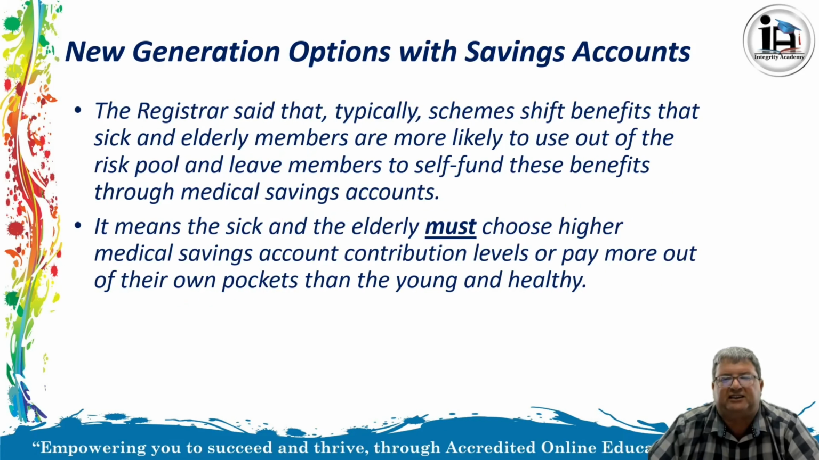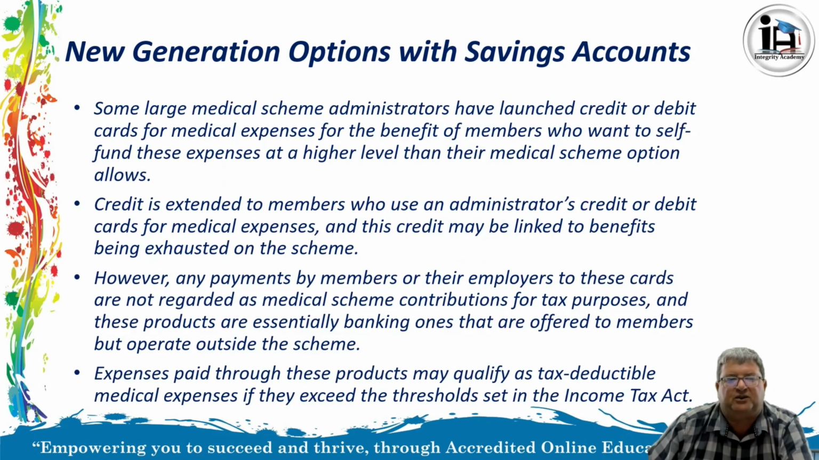So the registrar said that typically schemes shift benefits that sick and elderly members are more likely to use out of the risk pool and leave the members to self-fund these benefits through medical savings accounts. It means the sick and the elderly must choose higher medical savings account contribution levels or pay more out of their own pockets than the young and the healthy. So the medical scheme said out of this pool, they must pay so much money over to the sick and the elderly. So let's move that out to the savings account, and then it's the members' problem. And that is what they are doing.